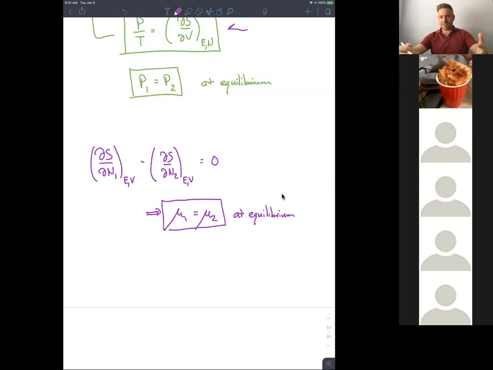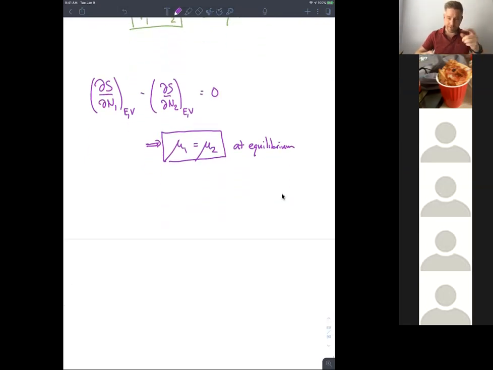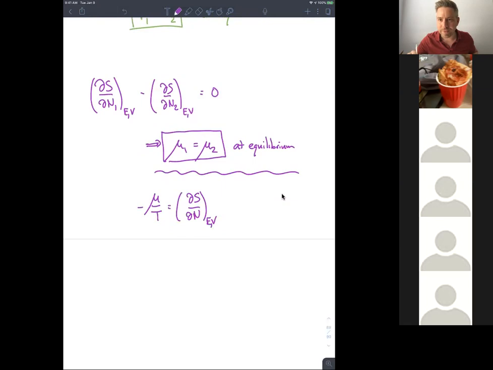Okay, so now, this whole discussion so far has been rather abstract, right? Now that we know about entropy and how to use it, I wanted one more thing. Again, if you go through this whole business here, the relationship that you're going to get is that minus mu over T is equal to dS/dN. Okay, we're going to need that shortly.